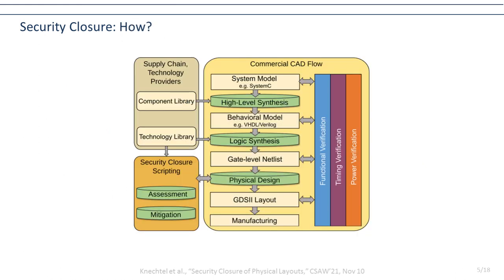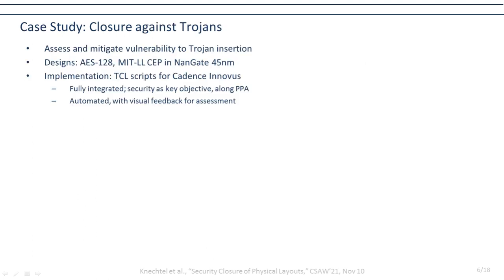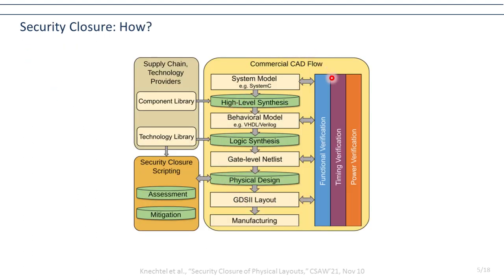So moving on, the question is now, how can we achieve security closure? What we are looking at here now is an overview on a regular commercial CAD flow, illustrated here in the middle. We do have different stages in such a CAD flow or chip design flow, going from the system description through a behavioral model down to the gate level. That means a representation of the circuit of individual cells or gates, like a Boolean AND function, and then eventually through the physical design to the real physical layout.